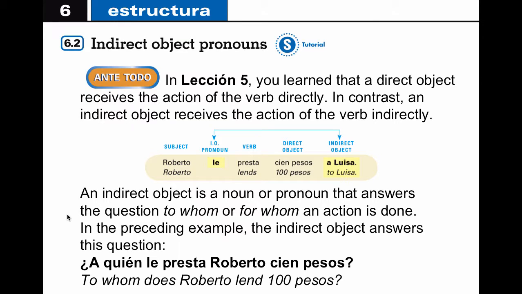An indirect object is a noun or pronoun that answers the question to whom or for whom an action is done. In the preceding example, the indirect object answers this question. ¿A quién le presta Roberto 100 pesos? So, to whom does Roberto lend the 100 pesos? And we see here, Roberto le presta 100 pesos a who? ¿A quién? A Luisa.